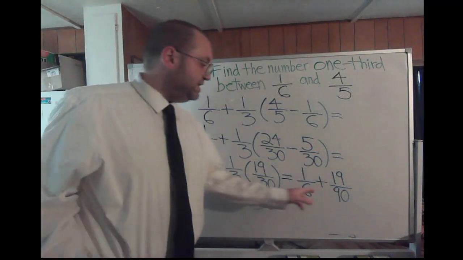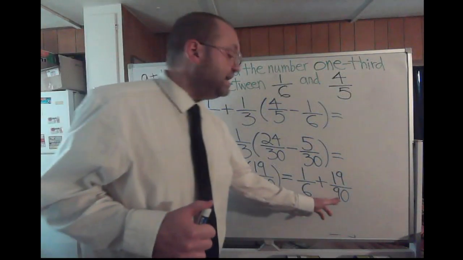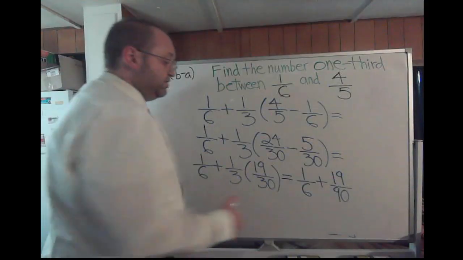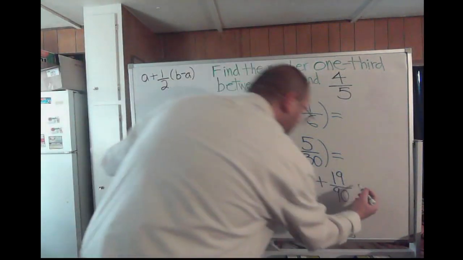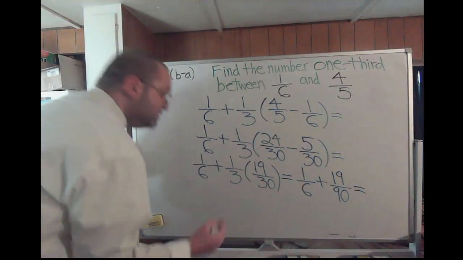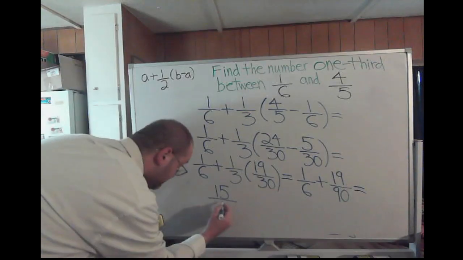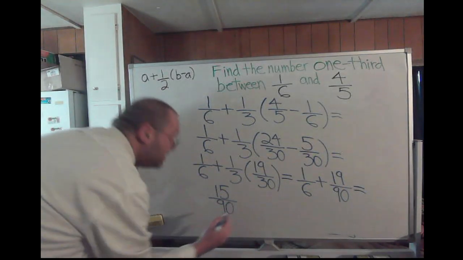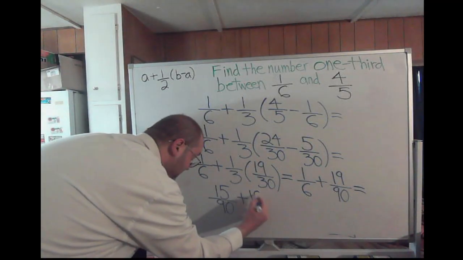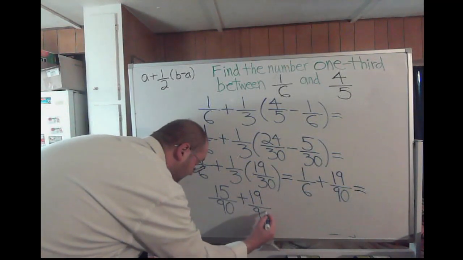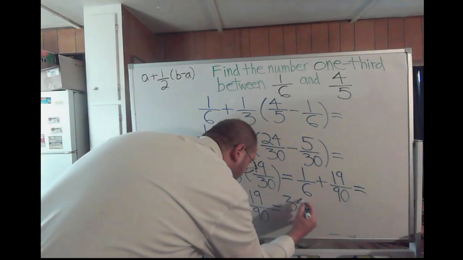Well, between 6 and 90, the least common denominator is 90. 6 goes into 90 15 times. So if you multiply the numerator and denominator of the first fraction by 15, you'll have your denominator of 90. So 1 times 15 goes without saying, that's 15, over 6 times 15 is 90. So now you have 15/90 plus 19/90. Add the two together, you'll end up getting 34/90.